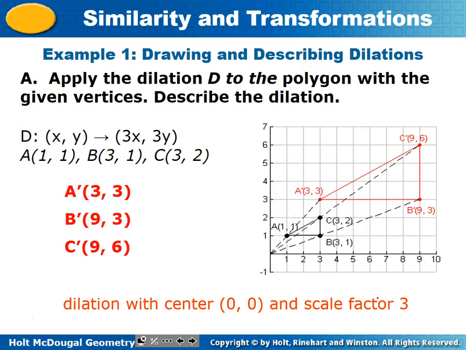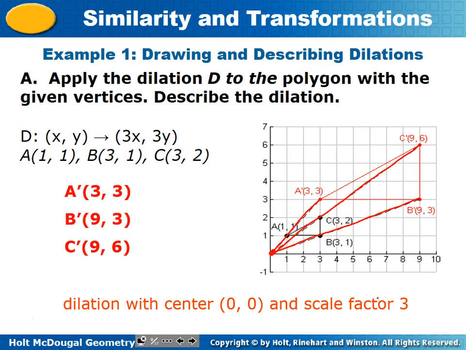Basically, when I connect my corresponding vertices with a straight edge, it gets us over to this point over here. We're going to do this with all 3. We're going to draw, again, another straight line with a straight edge, and from this one as well. Where those 3 intersect, that is our center of dilation. So this is a dilation with a center of (0, 0) and a scale factor of 3.